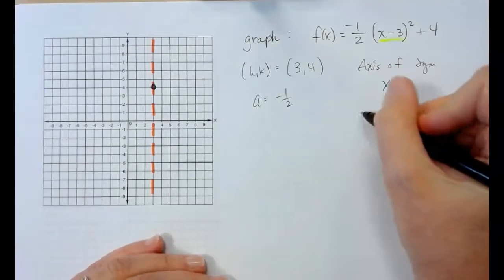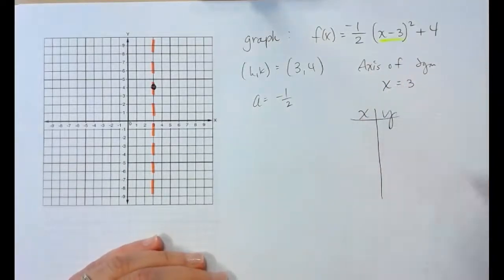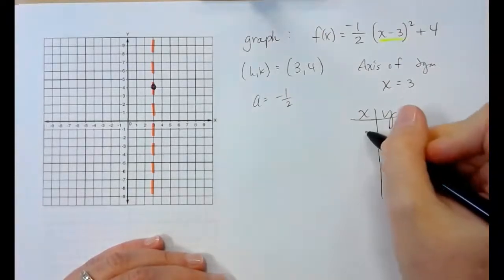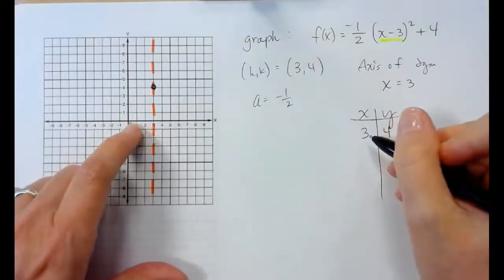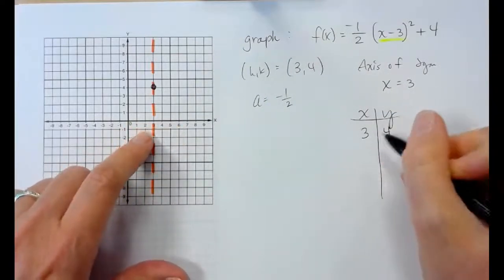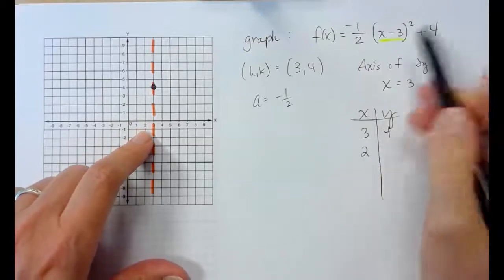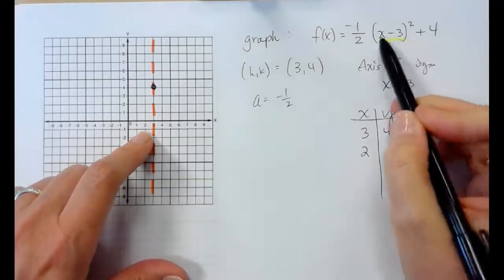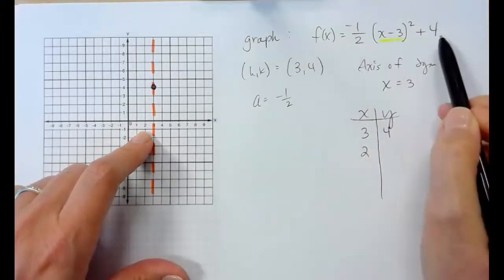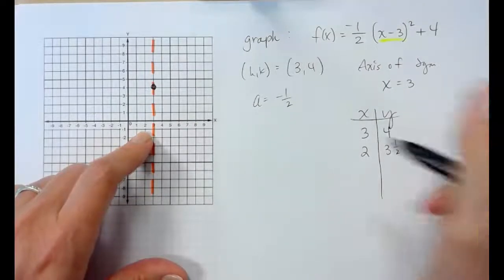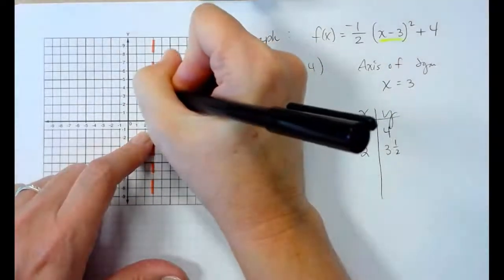From there, let's make a quick XY chart just to get a couple more points. I want to see 5 points plotted in order to have a pretty precise parabola here. Obviously, if we put in 3, we get 4. Now use the 3 and then go to the left 2 or to the right 2. If we plug in a 2, 2 minus 3 is negative 1. Negative 1 squared is 1. 1 times negative 1/2 is negative 1/2. Negative 1/2 plus 4 is 3.5. So over 2, up 3.5.